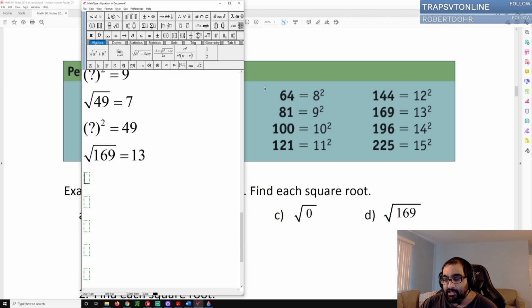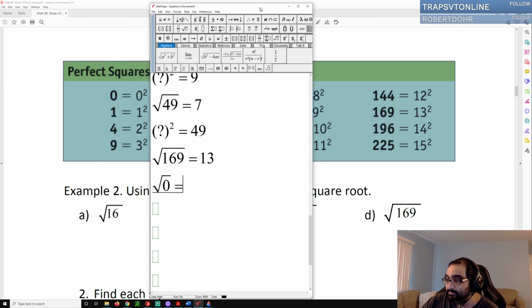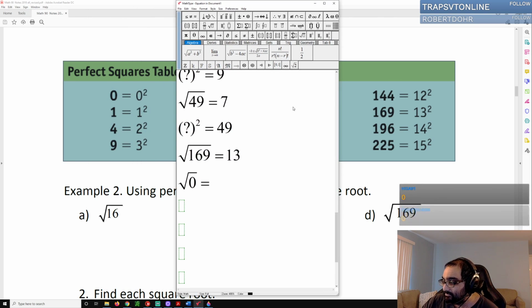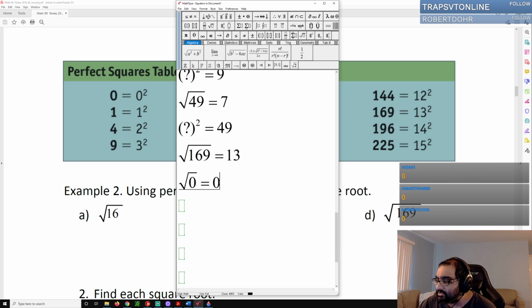Let's look at that last one there. We get the square root of 0. What is the square root of 0? Yeah. So we still get an answer here for a square root, and that happens to be 0. That is correct.